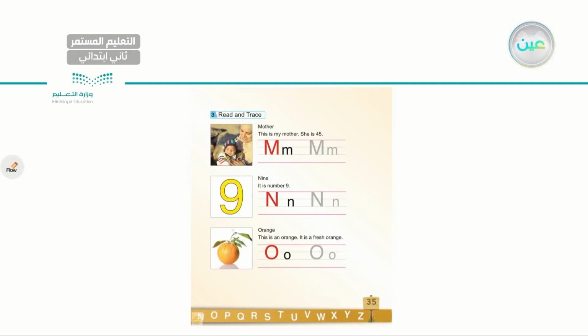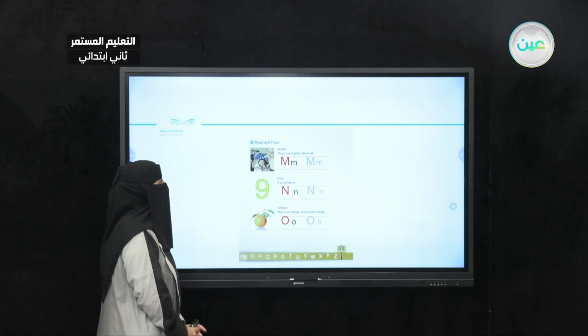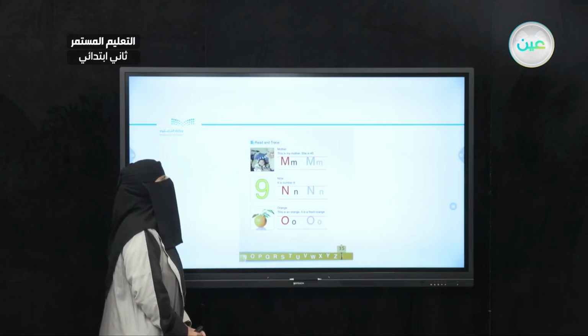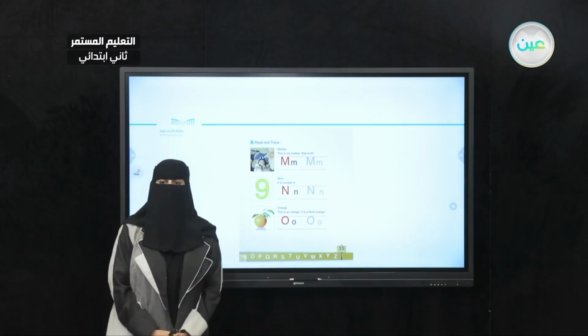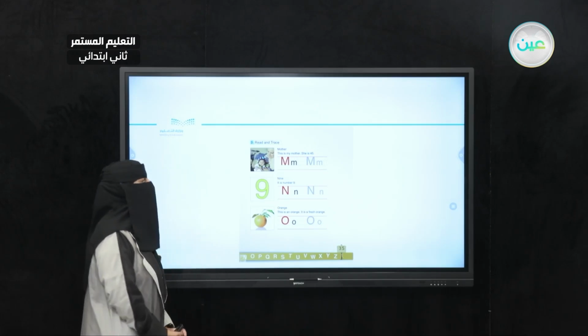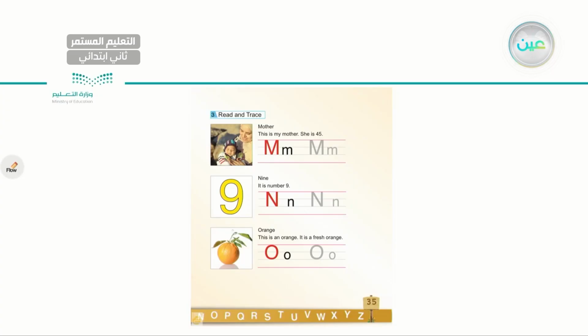Let's read the word. Mother, mother. This is my mother. She is 45. Mother. Very good. Next letter is N. I have capital N, small n. Nine. It is number 9. Very good. Next letter is letter O.